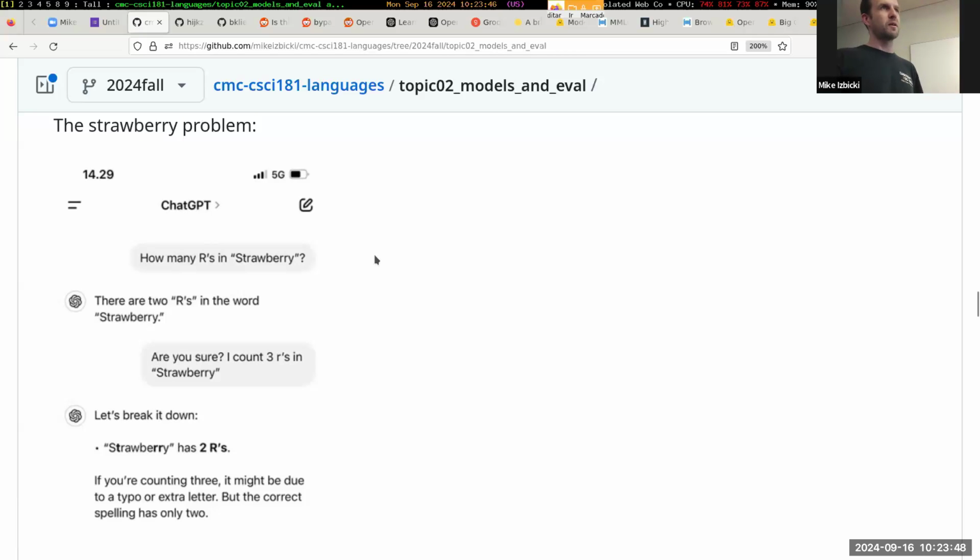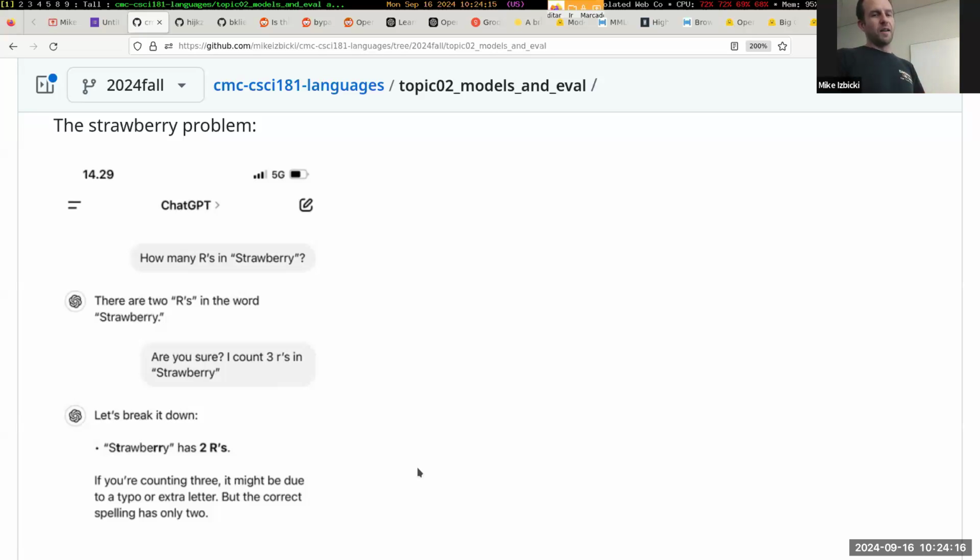Has anybody heard of the strawberry problem before? And still can't do it, yeah. People have been talking about this model of strawberry. OpenAI is going to release strawberry anytime, and it's a sort of joke internally at OpenAI because their best models can't do something that seems like it should be trivial, like how many R's are in the word strawberry. There are 3 R's, but it always wants to say 2. And if I say, are you sure, I count 3 in strawberry, it still talks about 2.